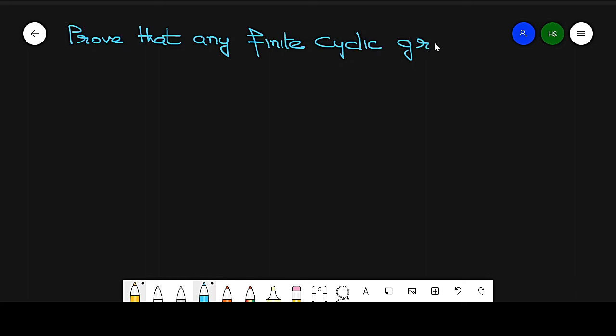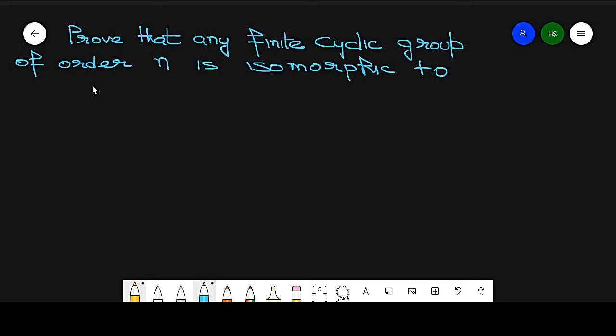Now, the next question. Prove that any finite cyclic group of order n is isomorphic to Zn. What is Zn?